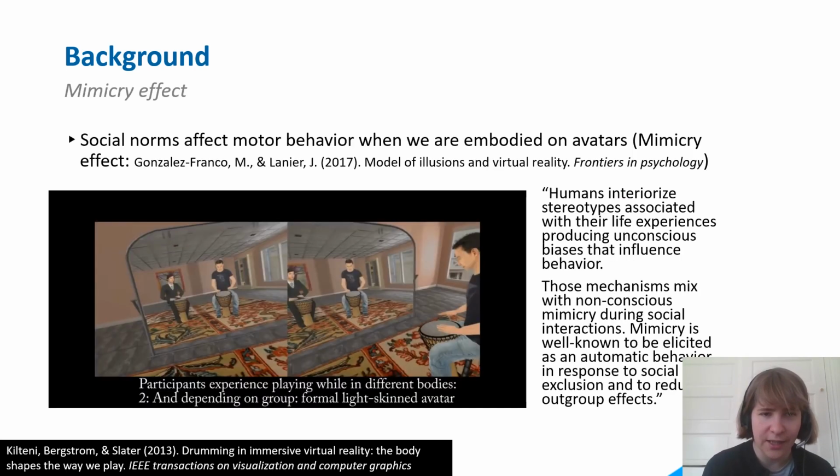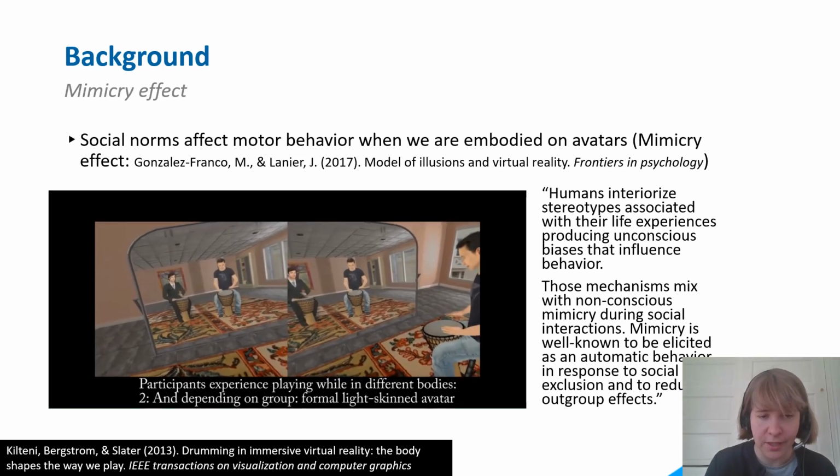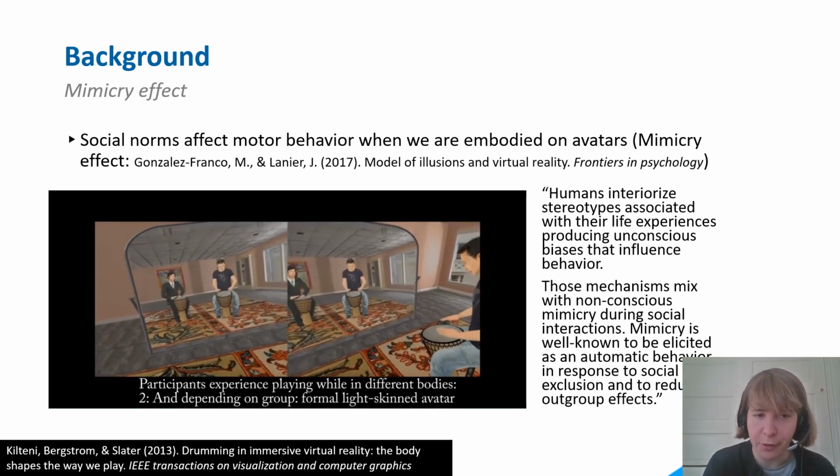Another example is the mimicry effect. The mimicry effect is a bit more upper level. We know that mimicry happens when we try to reduce outgroup effects or social exclusion, and it has to do a lot with human stereotypes. In this experiment done by Kilkenny et al., they found that when you were embodied in an avatar that was not consistent with the task, like wearing a dress or a suit for a drumming experiment, people would be less musical. So that's what they found. And it's also a motor behavior that changes with social norms.